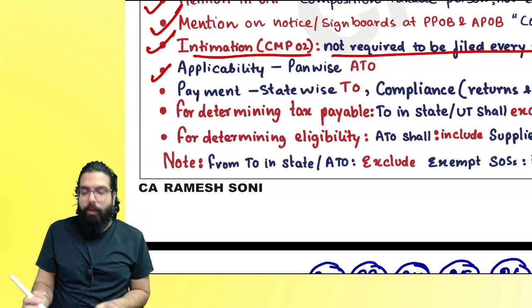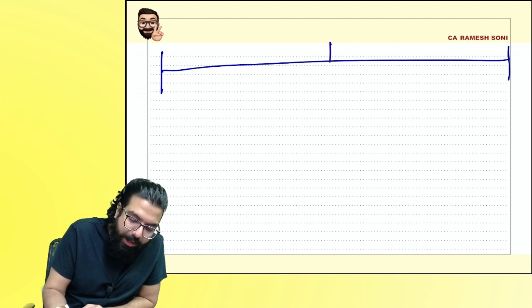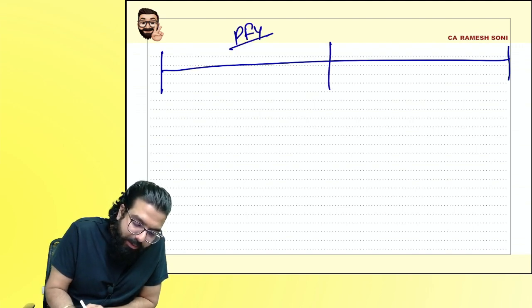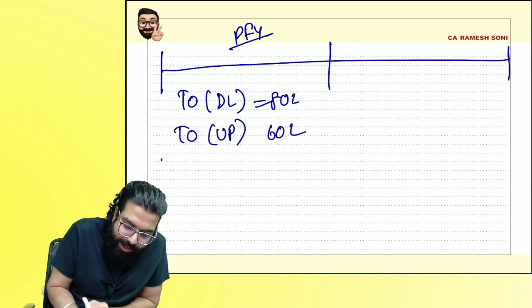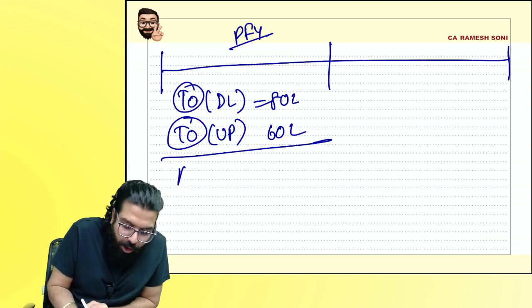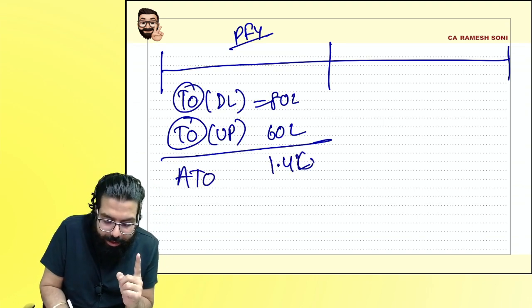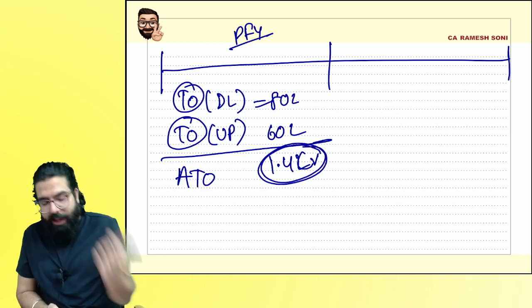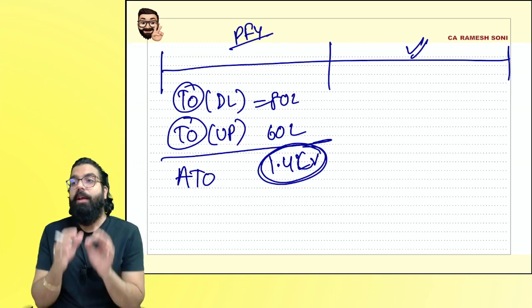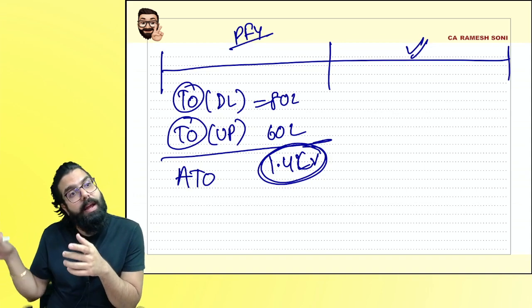Tell me one thing, when I am checking whether I am eligible for composition or not, in the preceding financial year, supposing I have turnover in Delhi as 80 lakh and turnover in UP as 60 lakh, what will I see? Will I see turnover or aggregate turnover? I will always see aggregate turnover, and if the aggregate turnover is up to 1.5 crore, then in the current year I will be eligible.